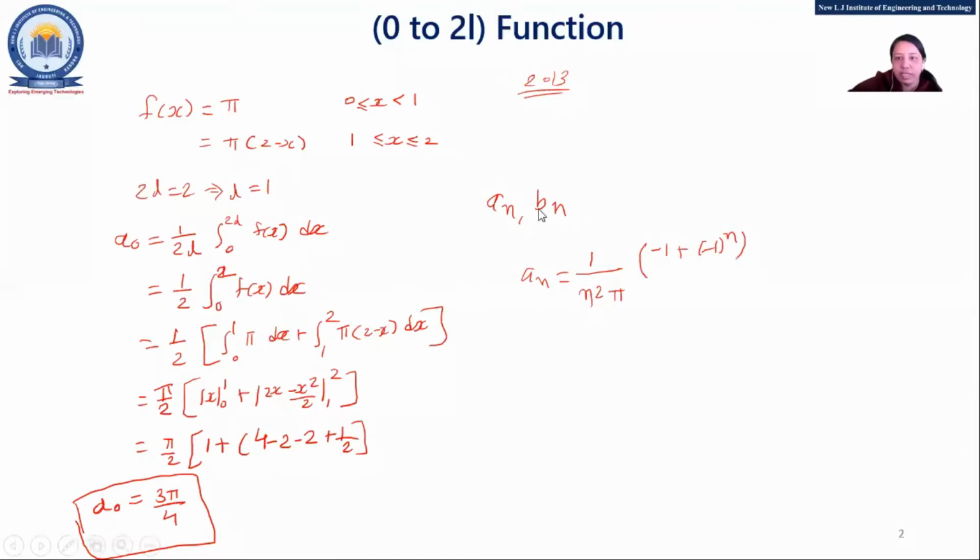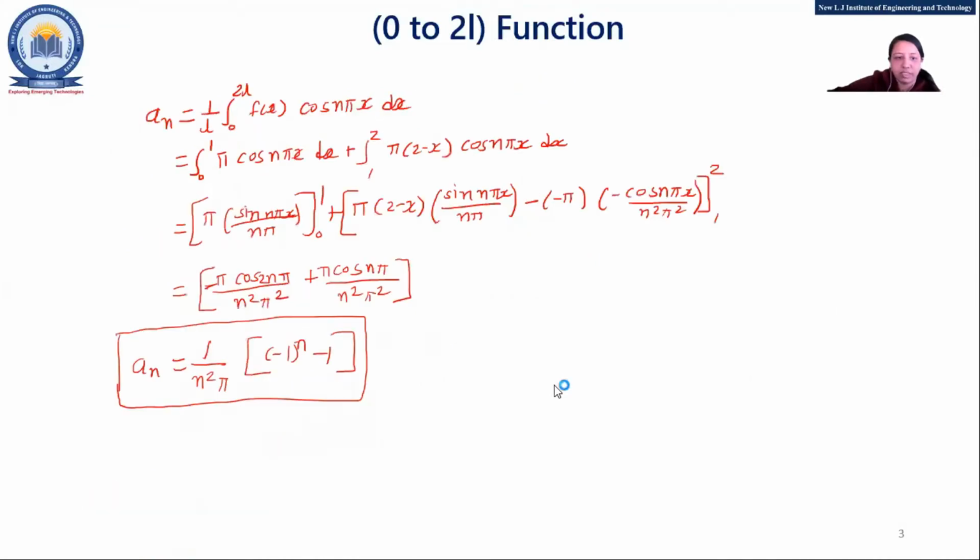Any other answer for this question? Anyone getting another answer, or the same one? Okay, fine. We'll cross check it. Yes, An equal to 1 upon n square pi, minus 1 raised to n, that I have written first. Normally we write it in this way, minus 1. Fine. So that is the thing here.